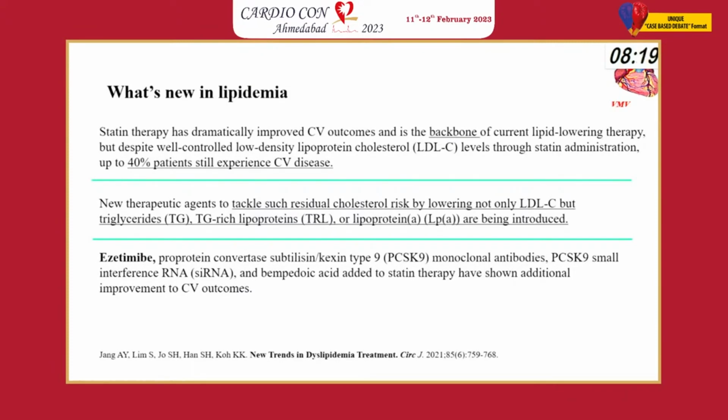Statins have become the hallmark of therapy in all cardiovascular diseases, dyslipidemia, ischemic ASCVD. But in spite of adequate doses, 40% of the patients still experience cardiovascular disease. Newer therapeutic agents tackle such residual cholesterol risk, not only LDL-C, but even TG and triglyceride-rich lipoproteins. That is what we are talking of, ApoB, which is an indirect measure of small dense LDL. Lp(a) are being introduced, and these are the various drugs.